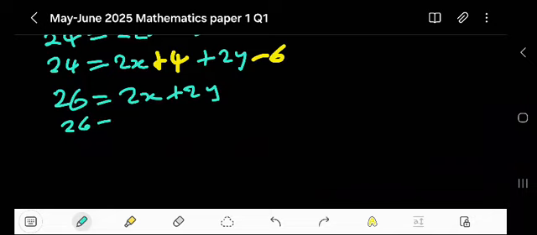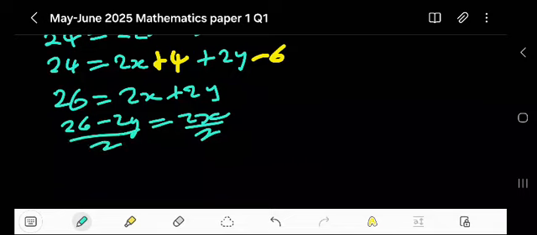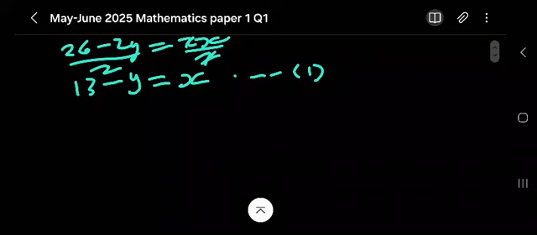Let me make x the subject. If I make x the subject, this will be 2y, or you can take out the common factor and divide. It's up to you, but it's one and the same thing. You have 2y like this, so we'll have 2x there. Then you can divide by 2 both sides. 26 divided by 2, we know that is 13. Minus 2y divided by 2 will be y. This and this will cancel. We'll have x to be this. This is equation 1.